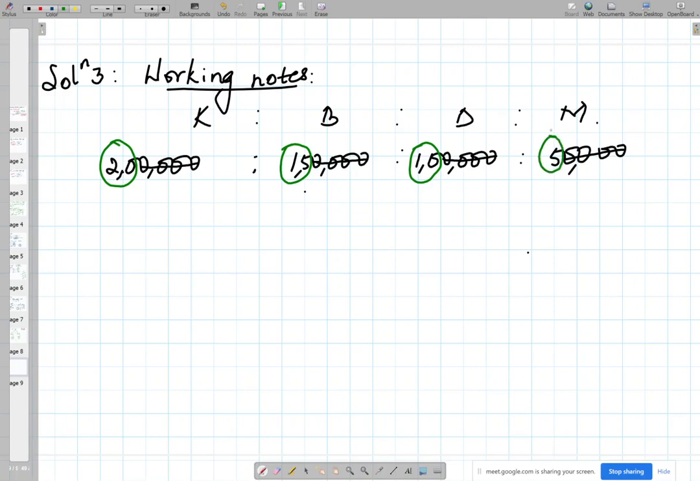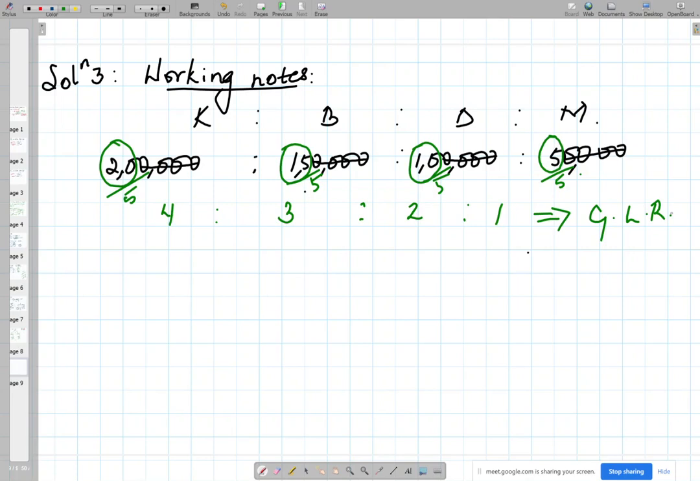Correct? Yes. So the common number that divides all these 4 figures would be 5. Correct? So 5 into 4 gives you 20, 5 into 3 gives you 15, 5 into 2 gives you 10 and 5 into 1 is 5. So if you divide all of these by 5, these are the amounts that you are likely to get. Okay, so your ratio, this is called the gross liability ratio, is 4 is to 3 is to 2 is to 1.